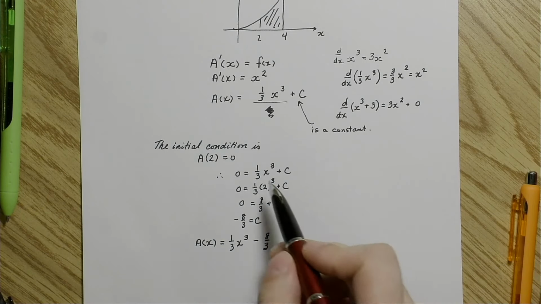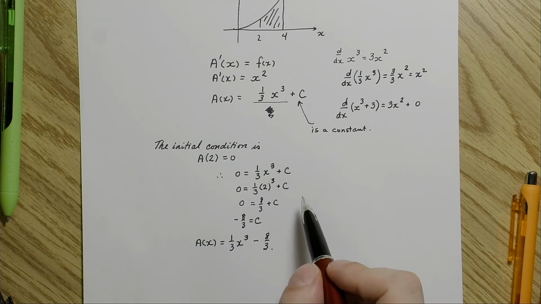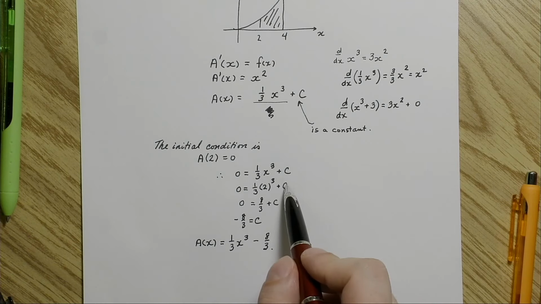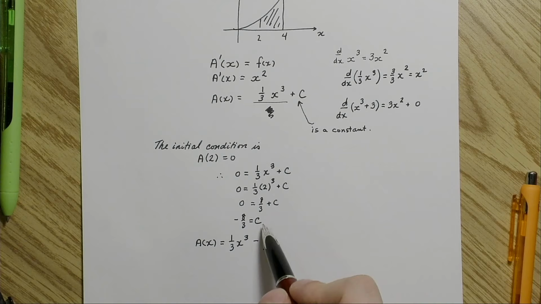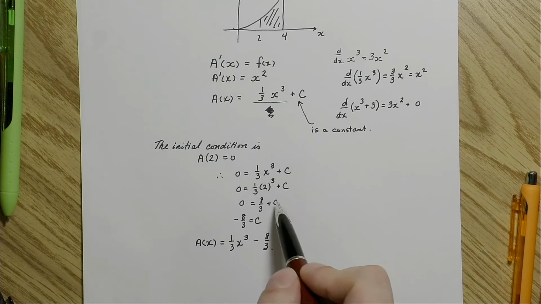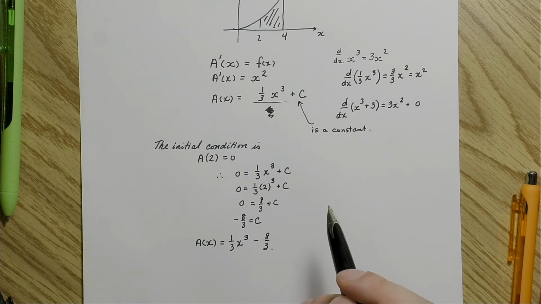So did I make any mistakes? Make sure that I'm plugging it back into the original function. Yeah. 2 cubed, yeah, is 8, right? 2 times 2 is 4 times 2 is 8. Good.